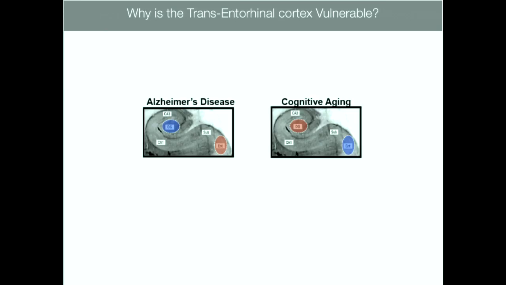But first, I'd like to share with you some unpublished work that in my mind is a finish line in my lab, which is, it's nice 20 years later to start hitting finish lines. Win or lose, you want to reach the end. And this is the question: why is the transentorhinal, which is a specific area of the entorhinal that seems to be affected first and foremost in Alzheimer's, why is it vulnerable?